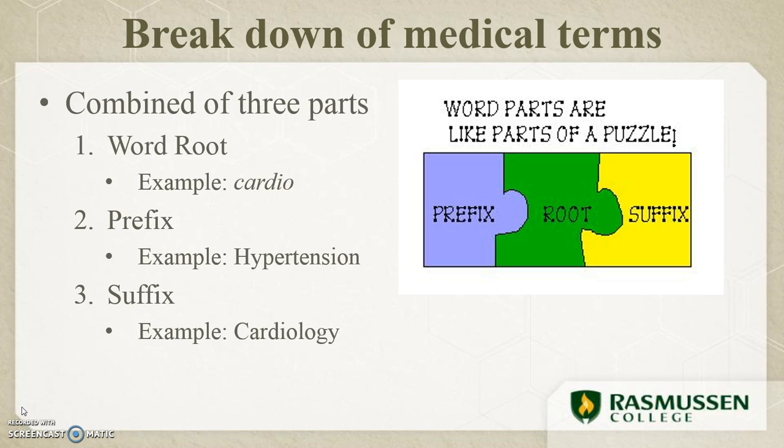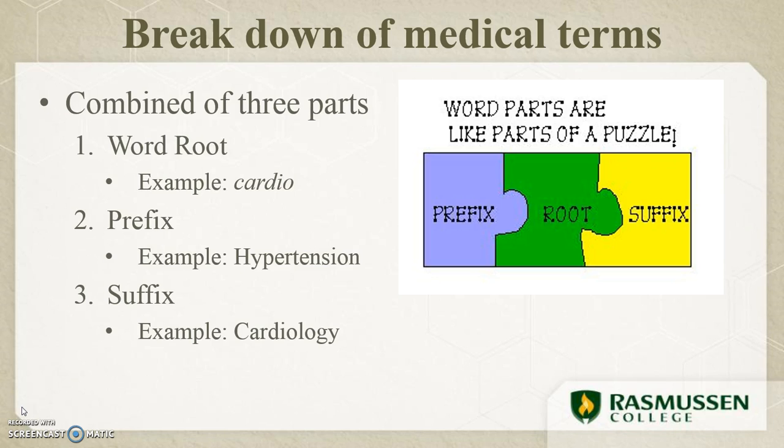So when we start to break down a medical term, we need to look at the fact that they are composed of several parts. But 3 of them are the most important. They're composed of a word root, a prefix, and a suffix. The word root is the part of the word that carries the main meaning. It is a word or an element for which other words can be formed. So I have an example here, the word cardio. That is a word root.